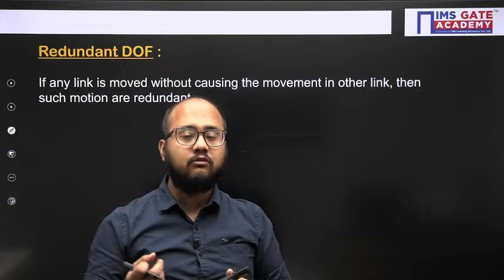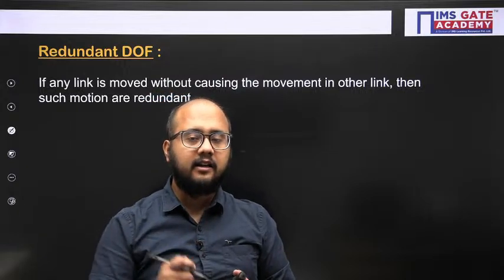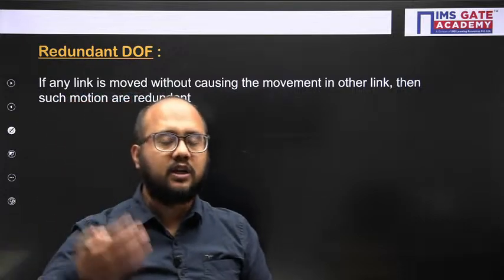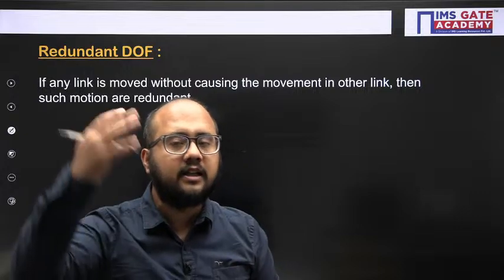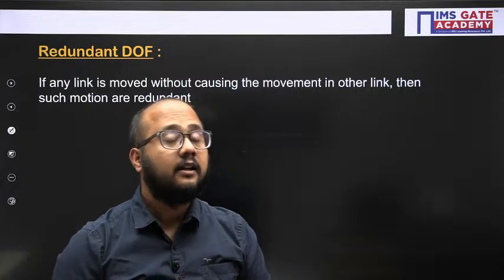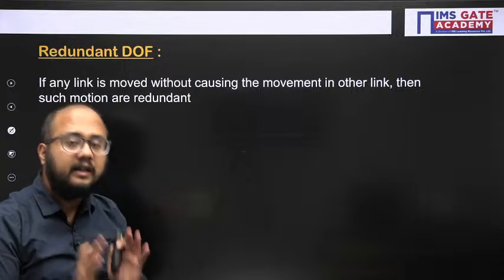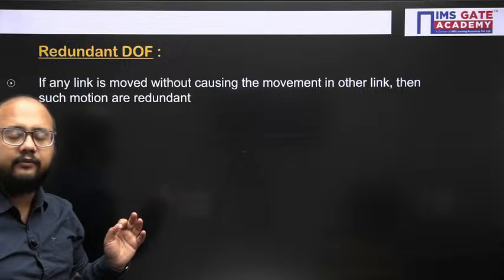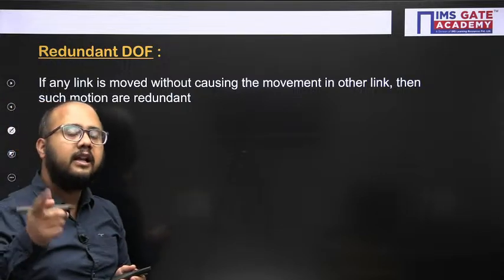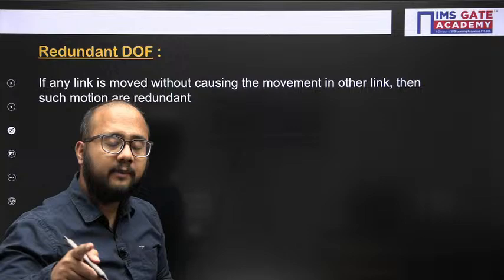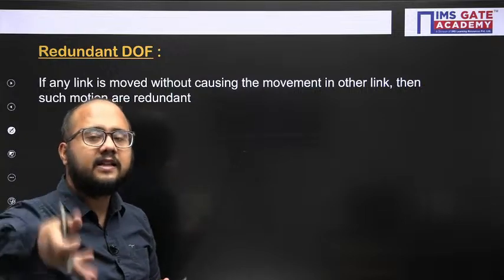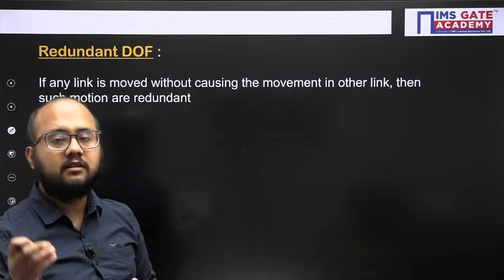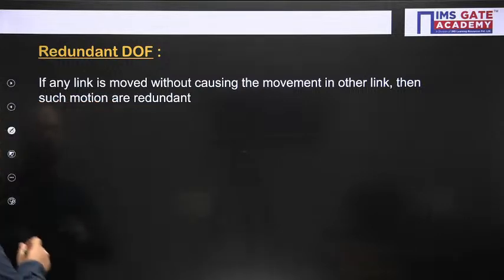Now you will be saying, sir, how is it possible? If all links are connected with each other, so if I provide motion to any one link, definitely that link motion will further transmit to other links with which it is in contact. Yes, your point is completely true. But there will be some cases where you will find that any one link is moving and because of its motion, other links are not affected. In such scenarios, we will call it a redundant degree of freedom. I will give you some example here also.